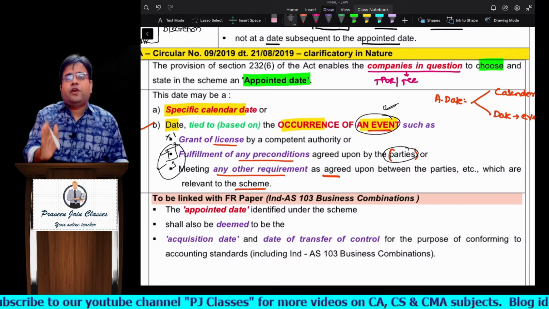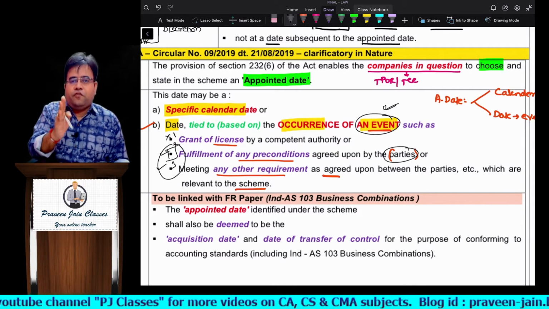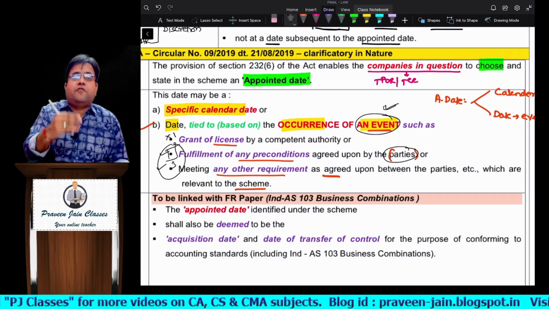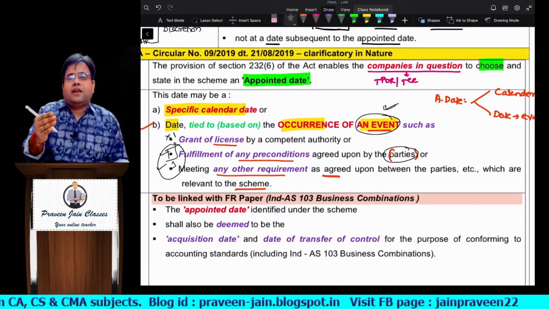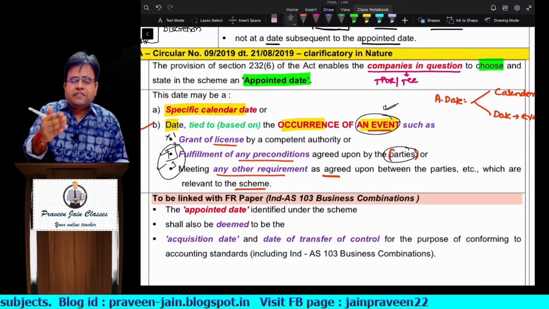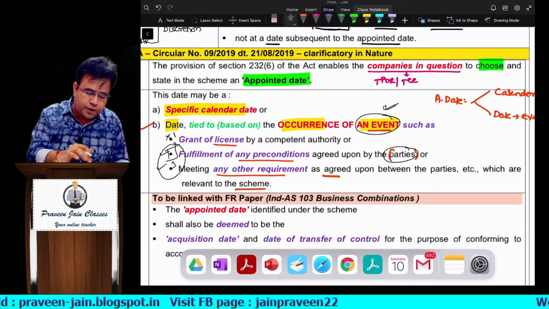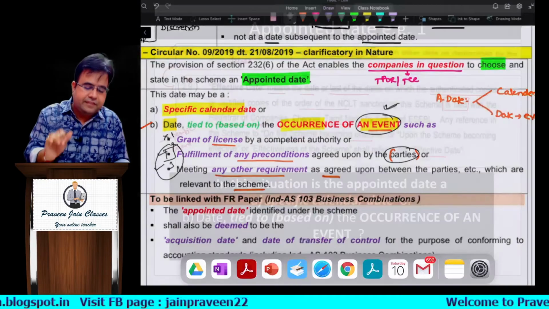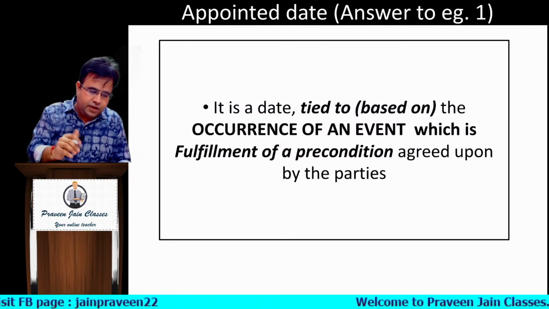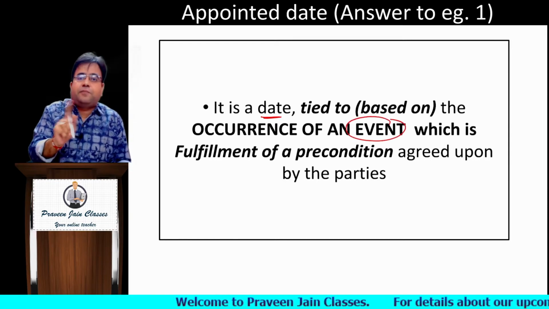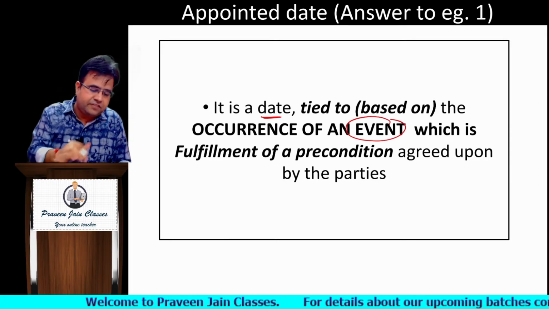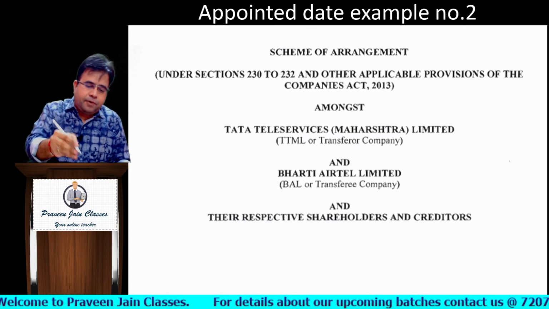Sir, again I am trying to tell you, effective date is the date on which this particular amalgamation will become effective. This particular reconstruction will become effective. This particular merger will become what, sir? Effective, sir. Okay, let me take one more example of one particular company. So here it is tied to a particular event, sir. So this is not a specific calendar date. It is tied to an event, sir. Okay. Let's take example number 2, sir.